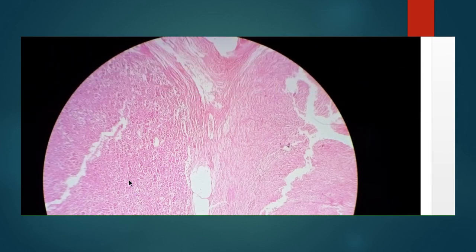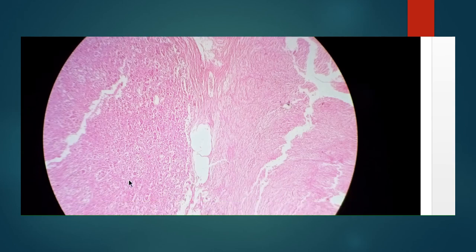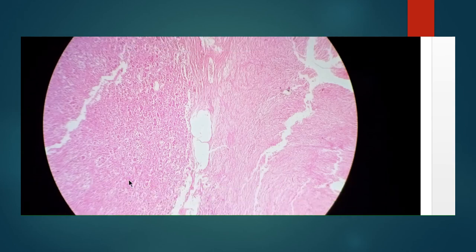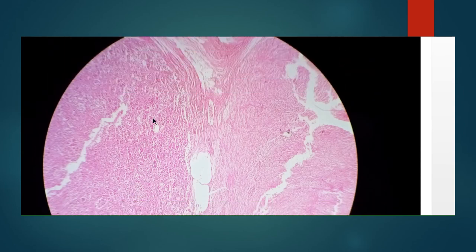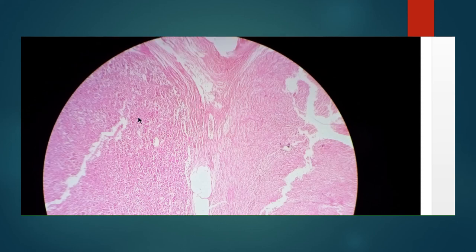Now we have moved to the next picture. What is this? Here in this picture, you can identify two different areas, and these two areas are separated. So what is this? This is your pituitary gland. This is the anterior pituitary and this is the posterior pituitary.